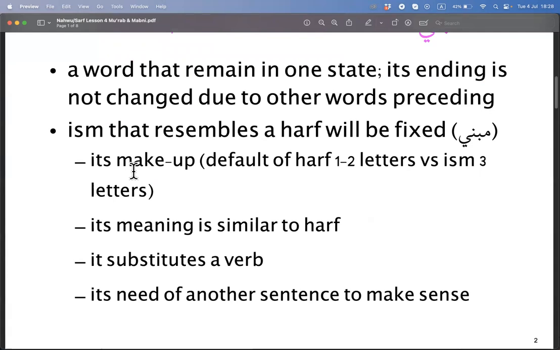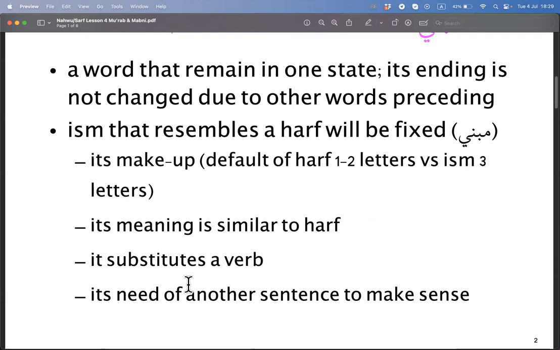By default, most harfs are 1 to 2 letters. Later when we do harf, you will see. And then an ism is 3 letters at least. So when an ism is 1 or 2 letters, it looks like a harf, so it becomes mabni. Or its meaning is similar to a harf, meaning it's not complete on its own. You need to add something to it. It's an ism, but it's not complete on its own, so again it will become mabni. Or if it substitutes a verb, we'll talk about this later, and again it needs another sentence to make sense. This is how it will resemble a harf. And once it resembles a harf, it will become mabni.